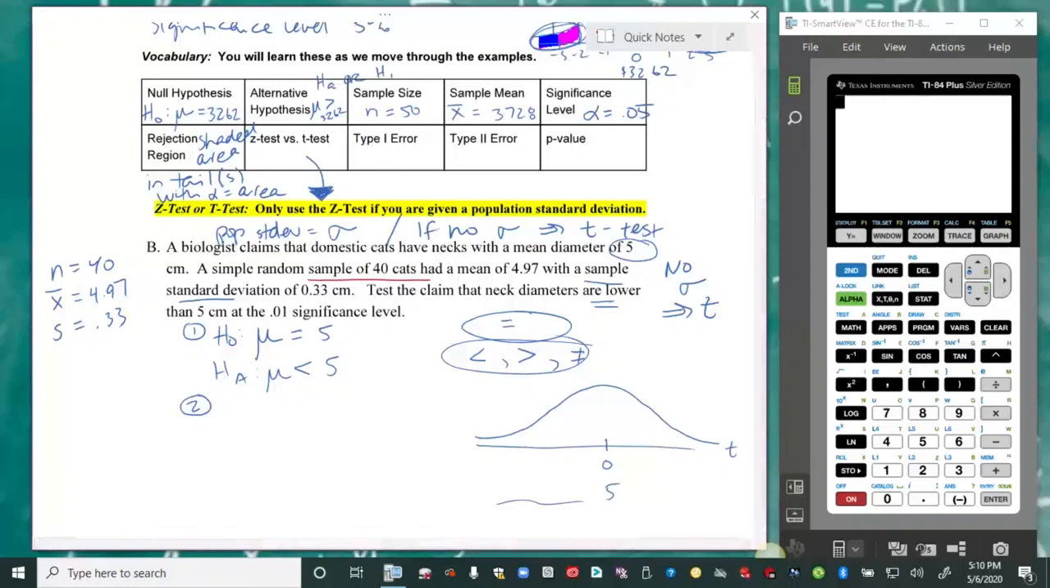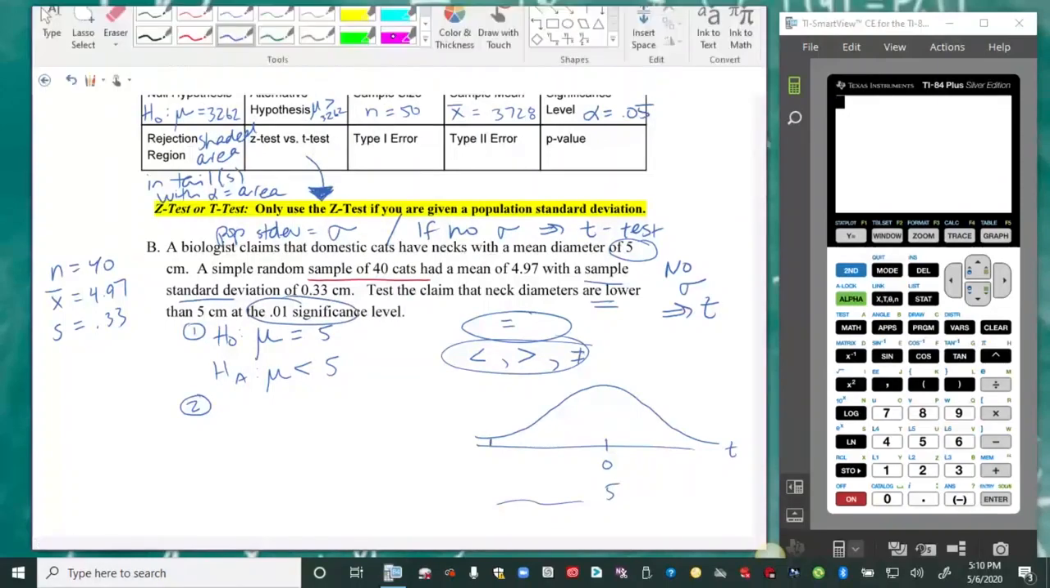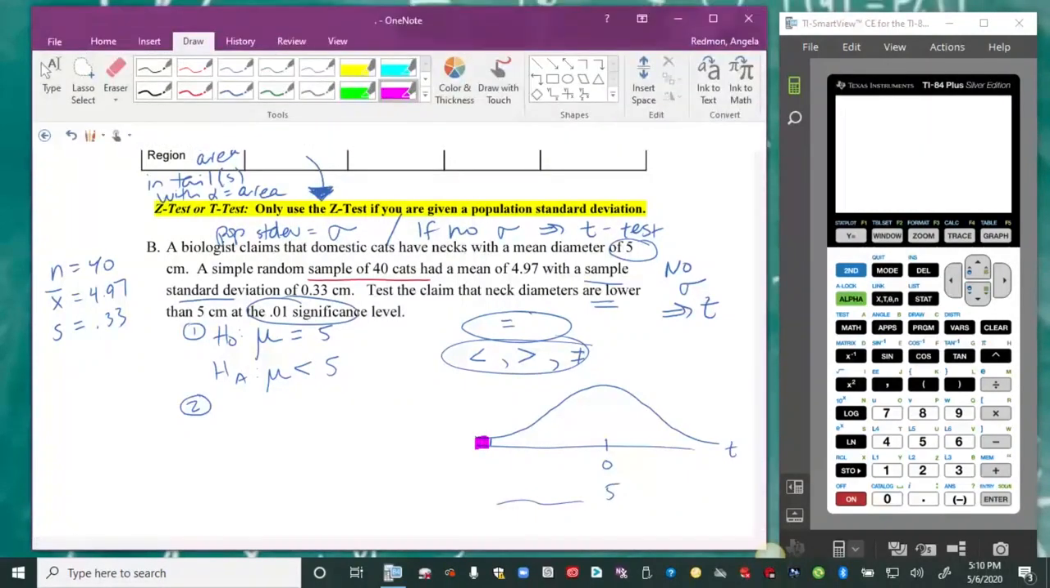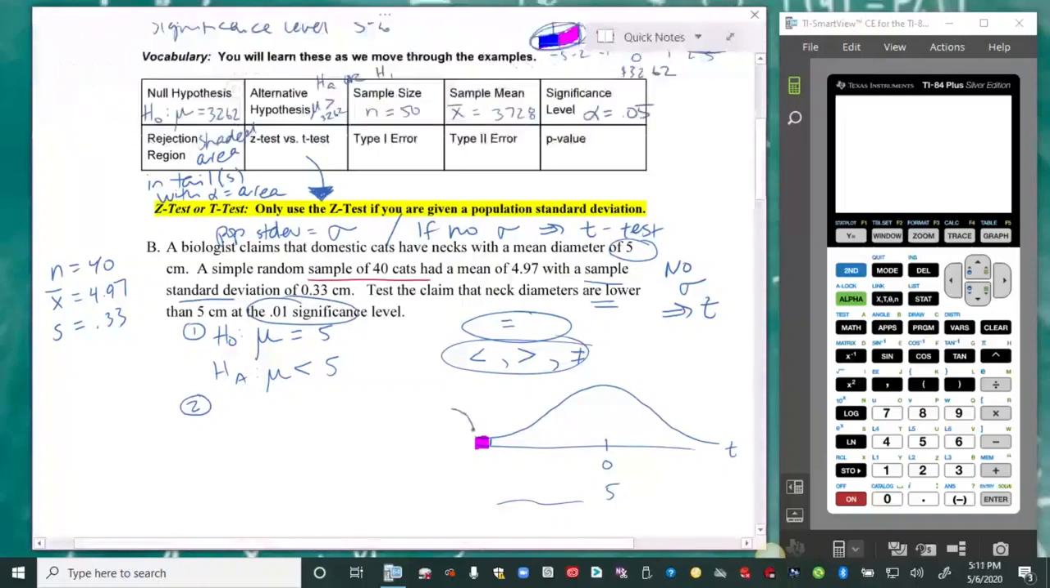But I know that I only want to allow a 0.01 significance area. So I'm only going to be significantly less than in this 0.01 area. There it is. It's teeny, teeny, tiny. That is my significance area. This is my rejection region. My rejection region is where I'm very unusual compared to all of the other samples of 40.